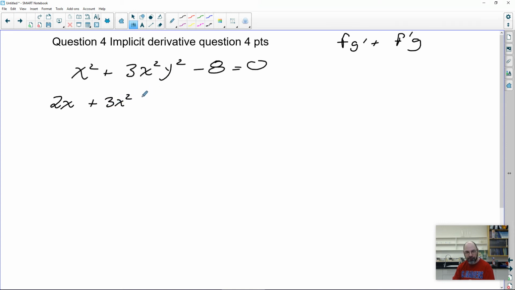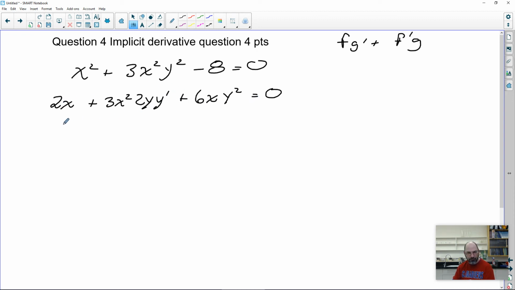And the derivative of this is 2y y prime plus f prime, which would be 6x plus g, which is y squared. And the derivative of 8 is 0. And the derivative of 0 is 0, so equals 0. So then we have to take this to one side and this stuff to the other side.